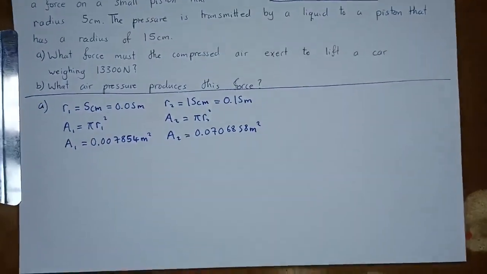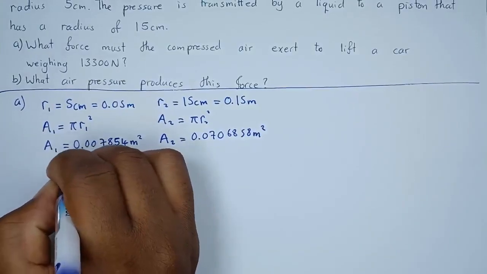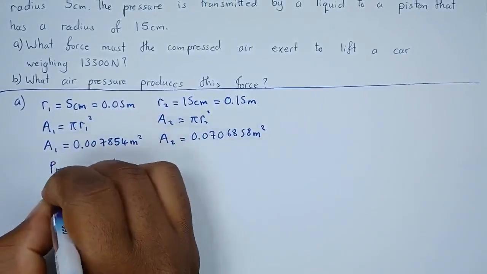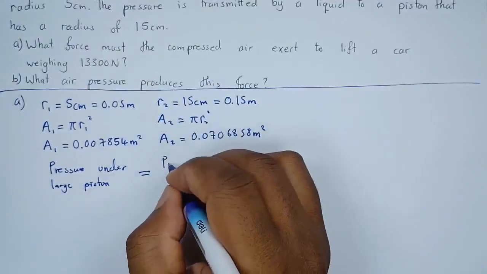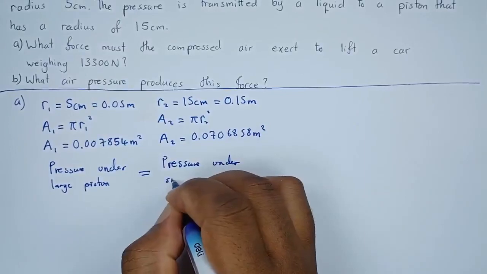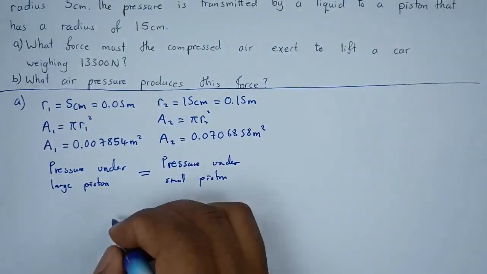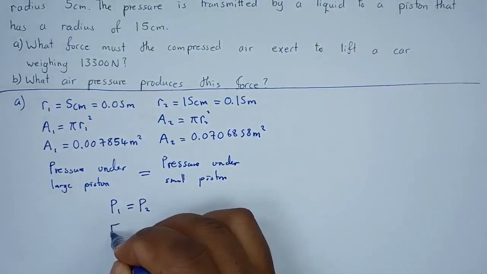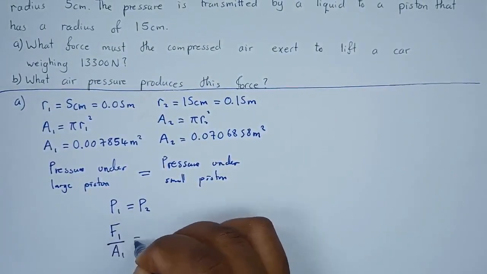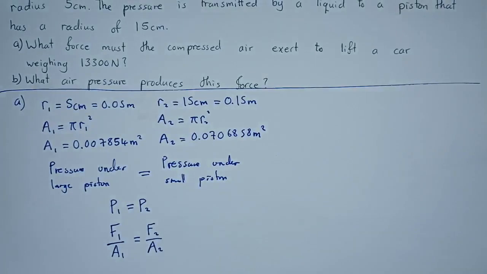So according to Pascal's principle, like I said, the pressure under the large piston is equal to the pressure under the small piston. So we're simply saying P1 is equal to P2. Now we know that pressure is force over area, so this gives us F1 over A1 equals F2 over A2.